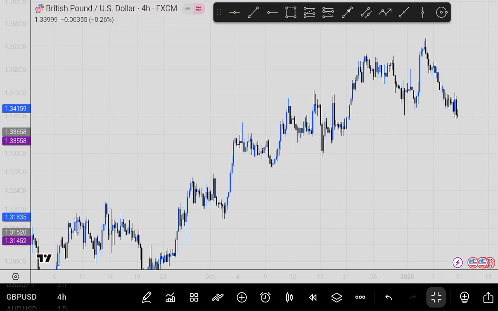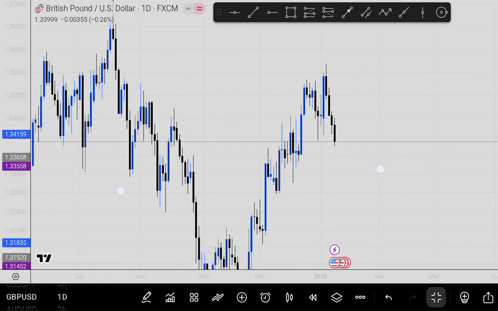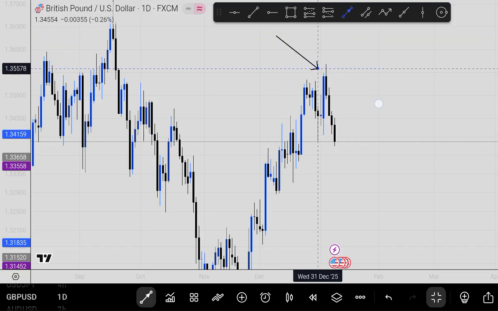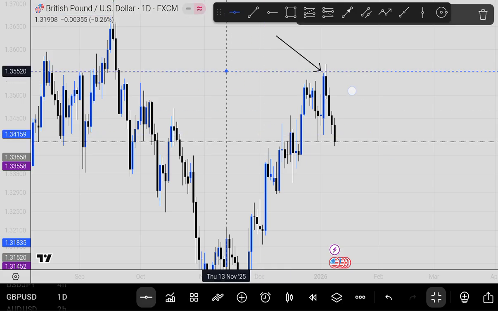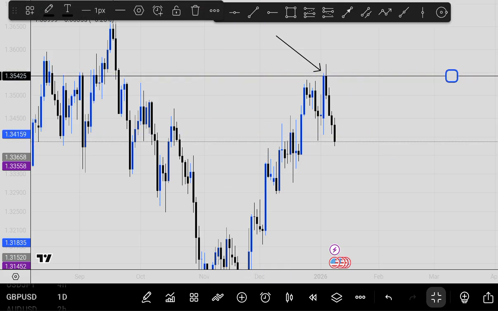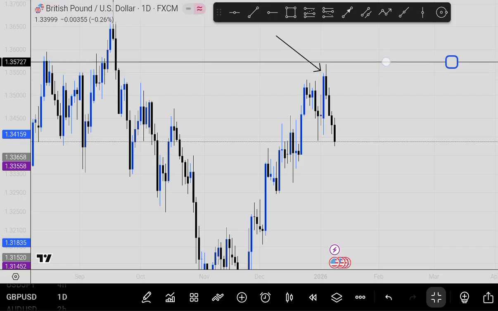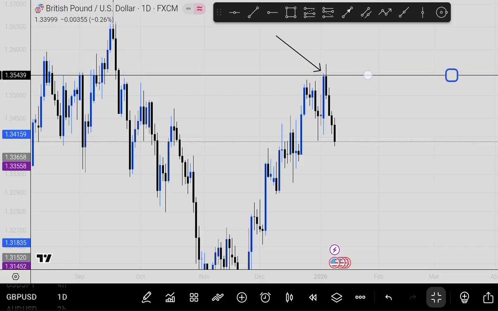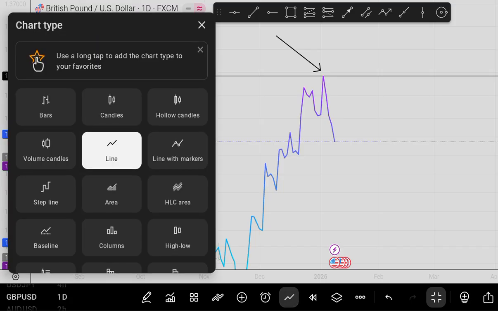Now let's quickly start from the daily time frame. On our daily time frame, you can see this is our what? Our reversal point. This is our turning point. We mark our turning point at the body of the candlestick, not on this wick. You mark it at the body of the candlestick so that when you switch to the line chart, it tallies with it, and not the manipulation wick.